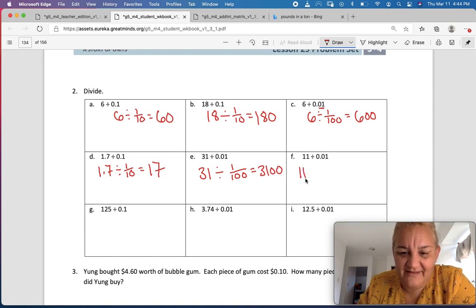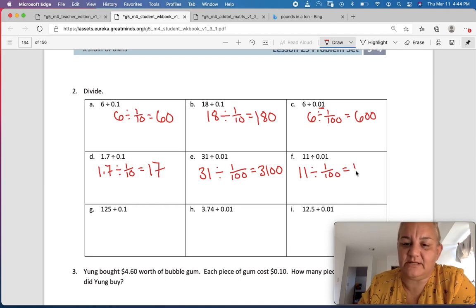Next one, 11 divided by 1/100th. Okay. Now, 1/100th would go into 10 1,000 times, and 1 100 times. So 1,000 plus 100 is 1,100.